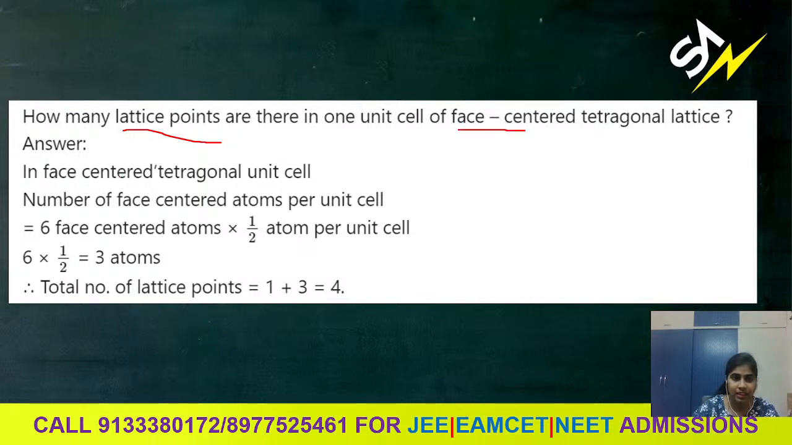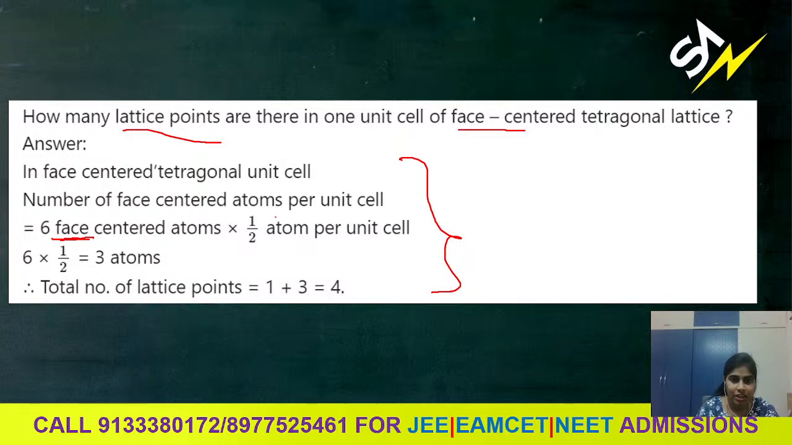So for face centered we have some notations. It means with those dimensions we can measure how many lattice points are there. For example, in a face centered tetragonal unit cell, how many faces are there? Number of faces: there are 6 face centered atoms. If we assume a face centered cell, you can see there are 6 faces.